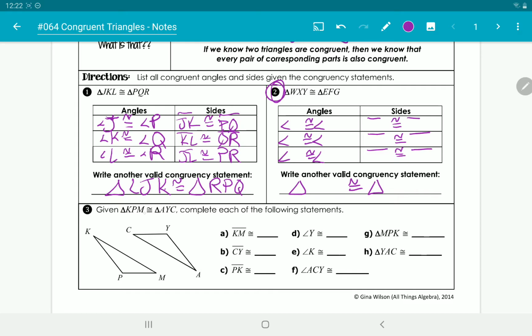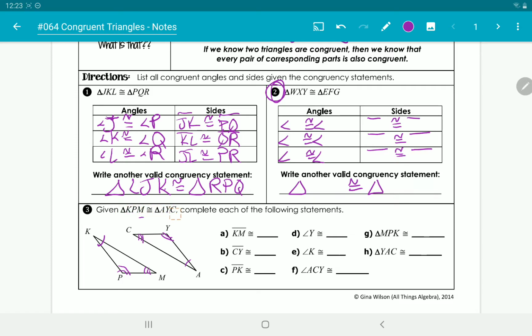So KPM is congruent to AYC. So we'll go ahead and say K and A are the same. Okay? P is the second one. Y is the second one. So those are the same. And then M and C. Okay? So those angles are the same.